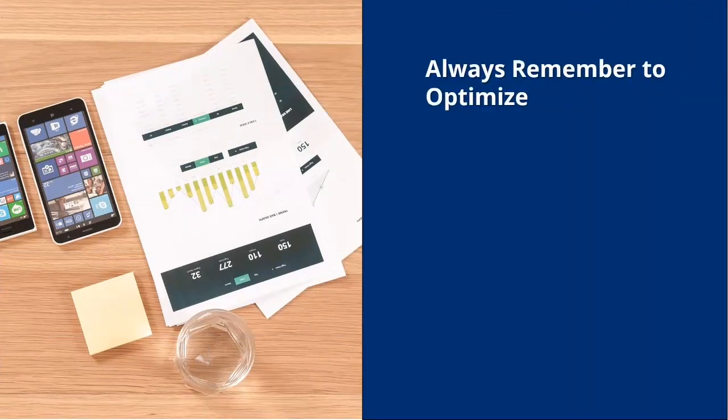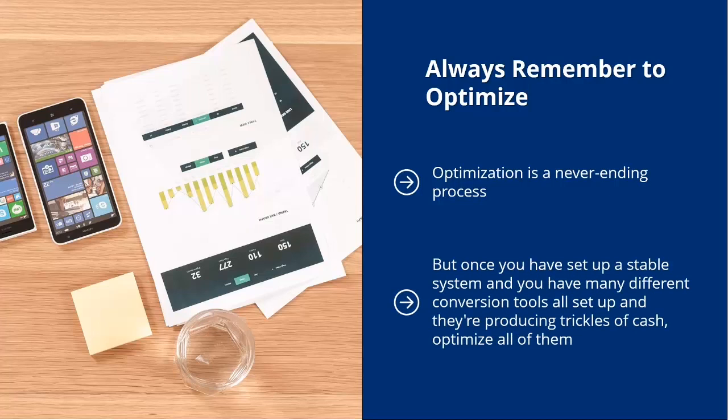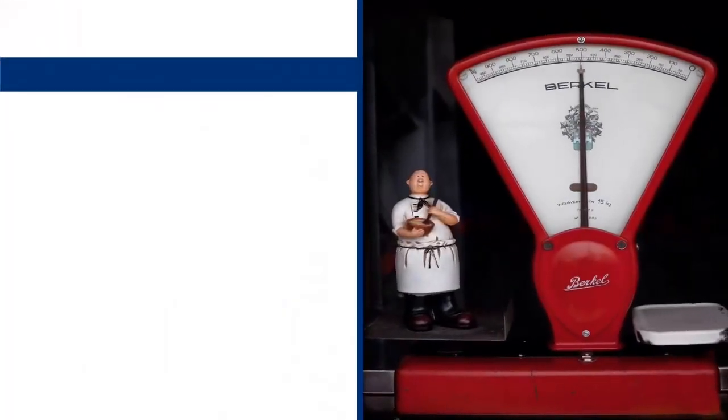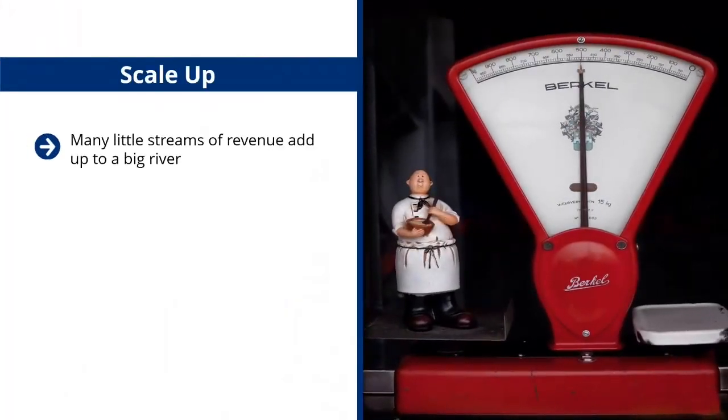Always remember to optimize. Optimization is a never-ending process. Don't think that just because you're able to convert at a certain percentage that you're stuck there. There's always room for improvement. The only question is how much time you have for it. But once you have set up a stable system and you have many different conversion tools all set up and they're producing trickles of cash, optimize all of them. Scale up. Many little streams of revenue add up to a big river.